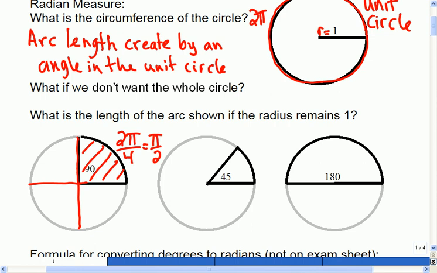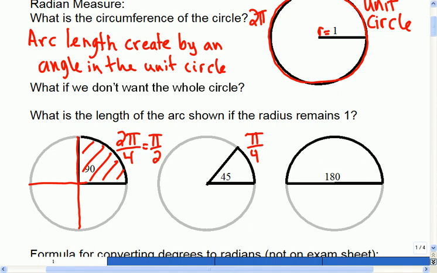Sure, Danny? Pi over 4 is correct. How did you figure that out? Half of 90, so you could go pi over 2 divided by 2. Or you could go back to the pizza idea. 2 pi is the whole way around the pizza. There's 8 slices now, so you end up with pi over 4. Okay. What about 180?